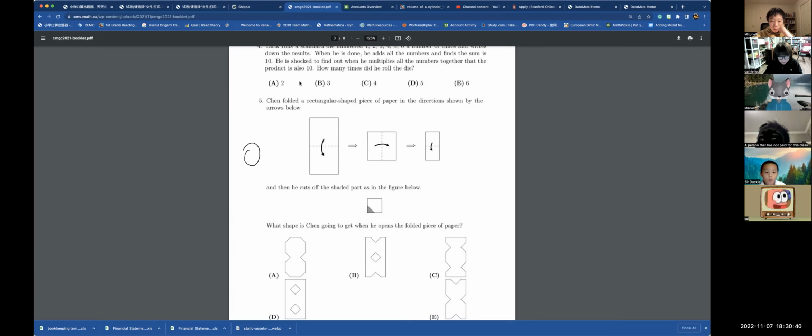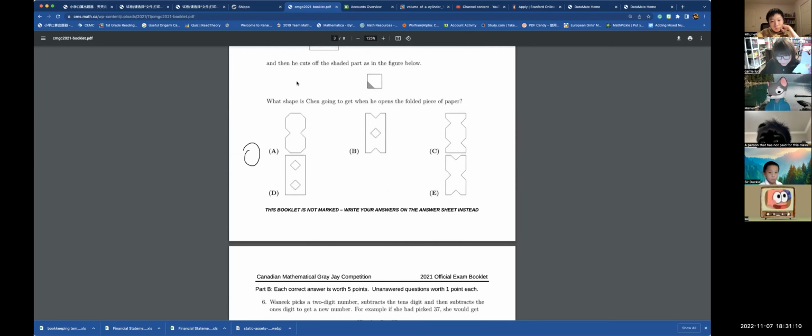Okay, so we get a paper, everybody. So it's a rectangle. So you fold them in half. So remember, it's from top to the bottom, okay? And then fold it like that. And now fold it down. And then you cut a square. Now you just open it. And which one? Show me which one. B. Very good. So the answer is B. Good job.